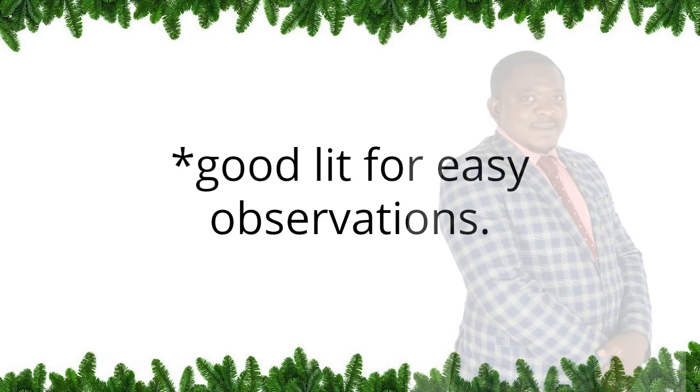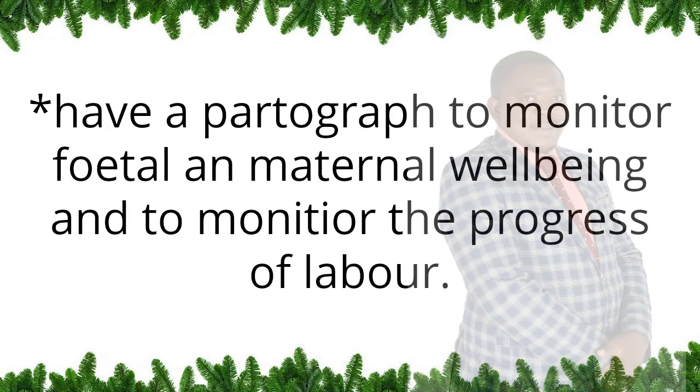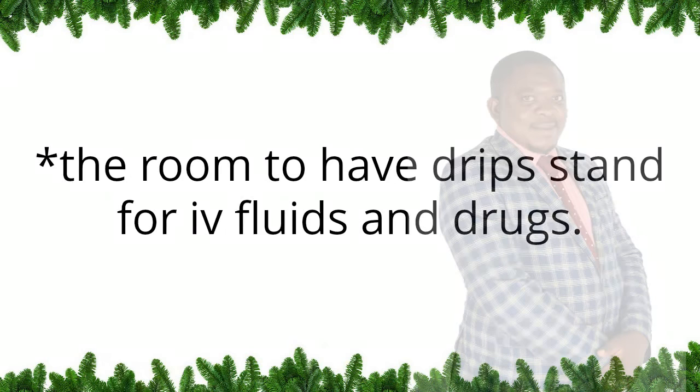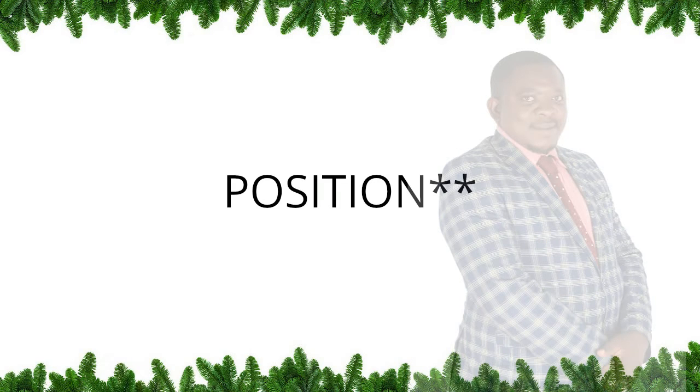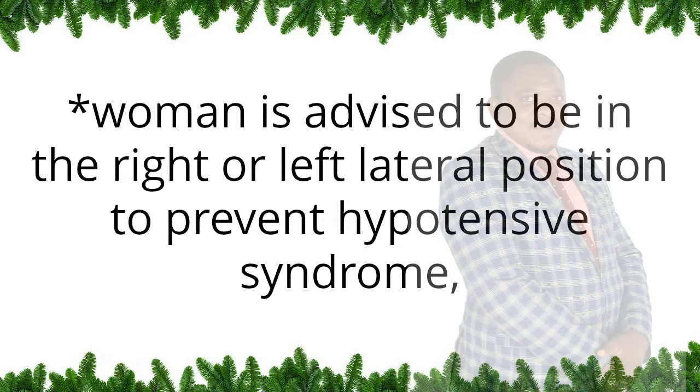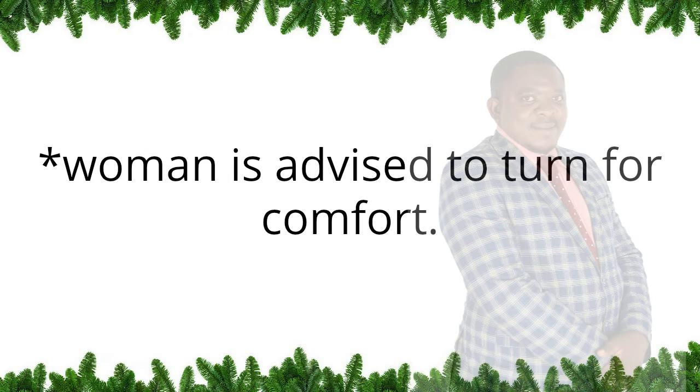Environment. The woman is admitted in the delivery room of the labor ward. Keep the room clean to prevent infections. Good light for easy observations. Have a partograph to monitor fetal and maternal well-being and the progress of labor. The room should have a drip stand for fluids and drugs. All equipment to be used in the second and third stage, e.g. cord clamps, should be available.